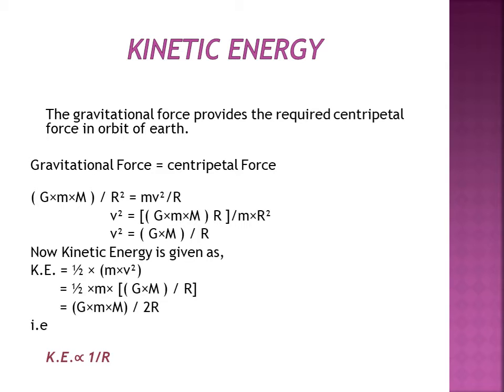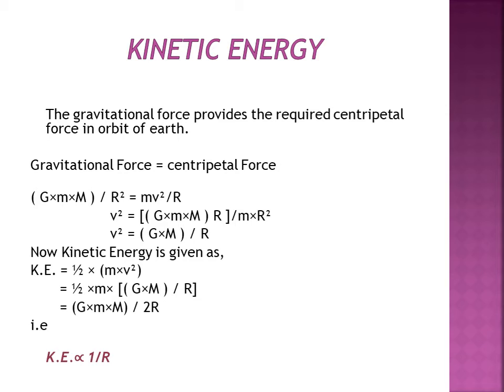Here the gravitational force formula is G, that is capital G, small m, mass of the smaller object, capital M, mass of the bigger object, divided by r square, equals the centripetal force formula m v square by r. Here r is the distance between the center of the first object to the center of the second object. So by using this formula we calculate the value of v square.